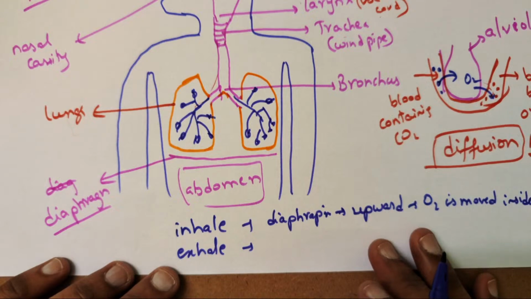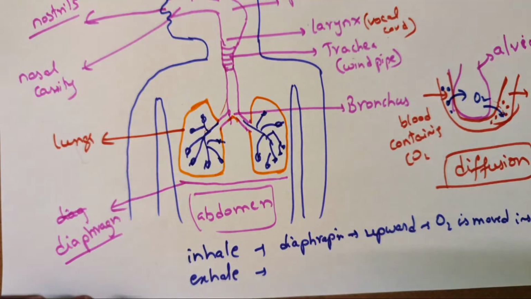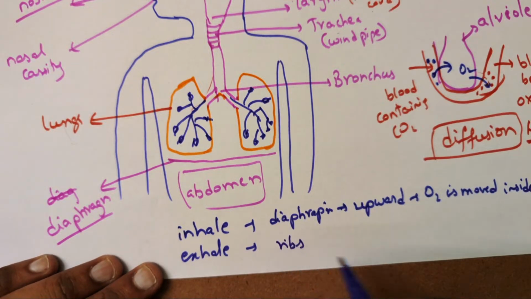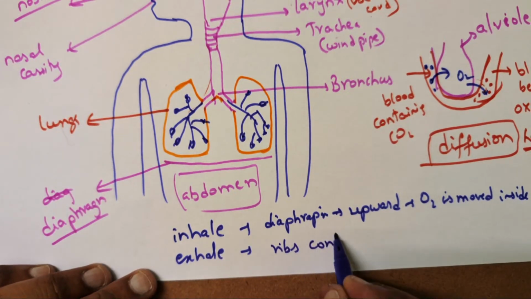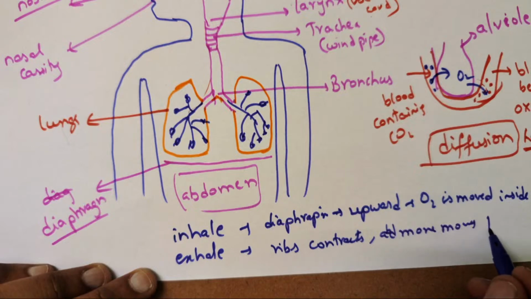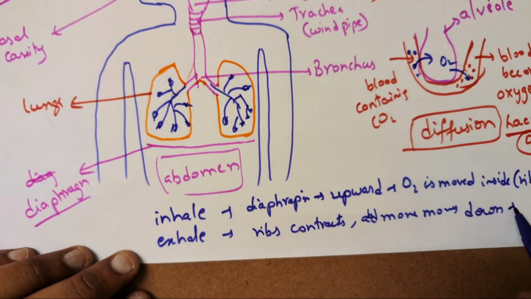During exhalation, what will happen? The reverse way. The rib cage or the structure will become closed, and once it is closed, the exhalation happens. The ribs, instead of expanding, will contract. The abdomen moves down. In this way, the carbon dioxide is moving out.